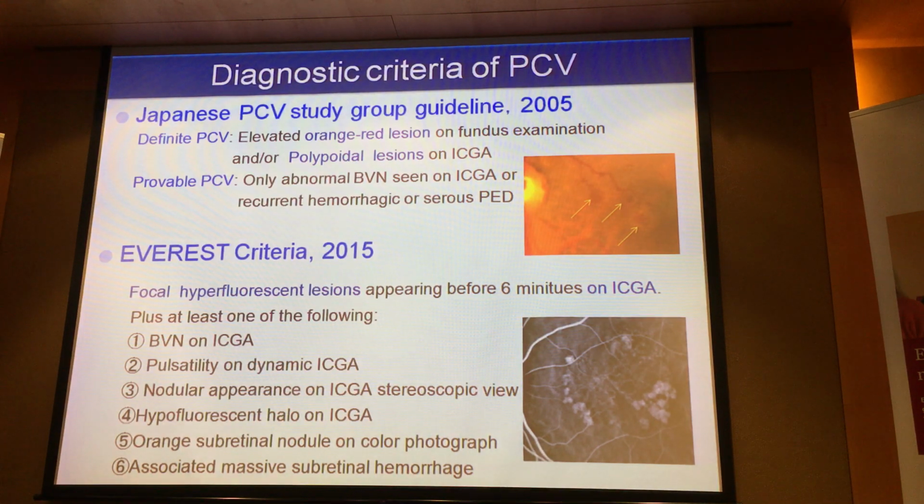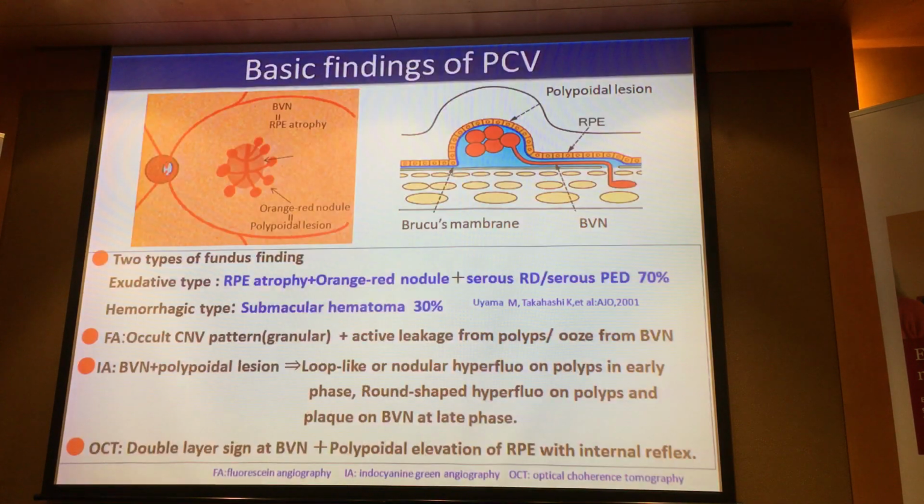In the EVEREST criteria 2015, a polypoidal region is a focal hyperfluorescent region occurring before 6 minutes on ICGA, plus at least one of the following: first, BVN on ICGA; second, pulsatility on dynamic ICGA; third, nodular appearance on ICGA stereoscopic view; fourth, hypofluorescent halo on ICGA; fifth, orange subretinal nodule on color photograph; and sixth, associated massive submacular hemorrhage.